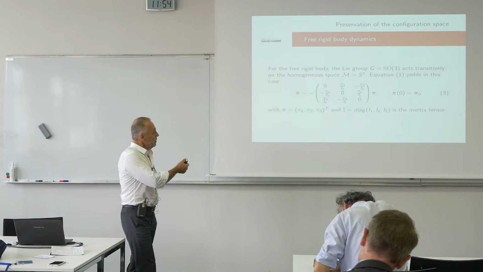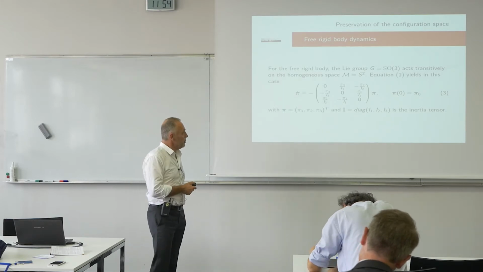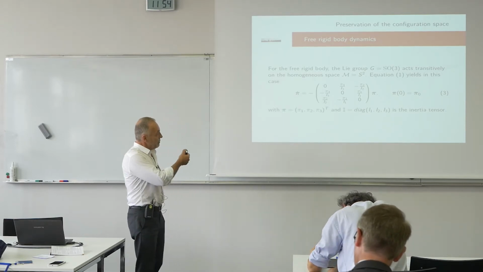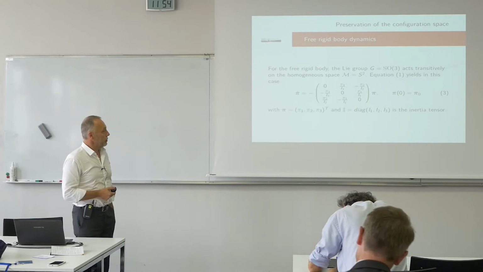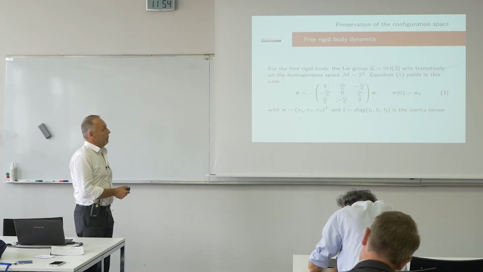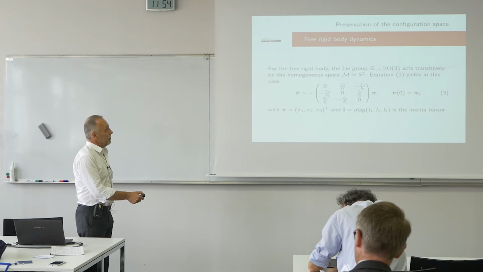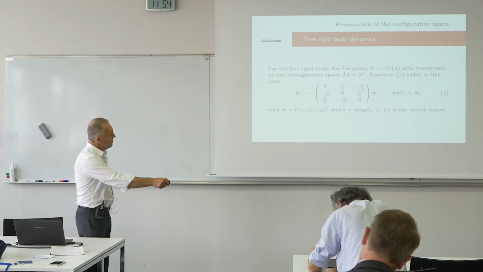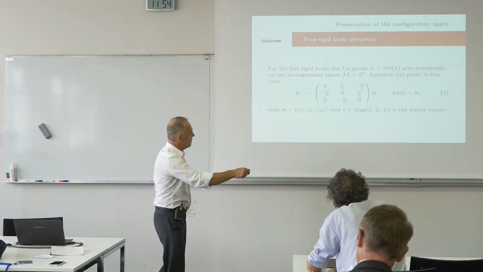As an example, the Fourier body is used, and we used it because we have analytical solutions. So the Lie group is the group of rotations. Sometimes it doesn't work.